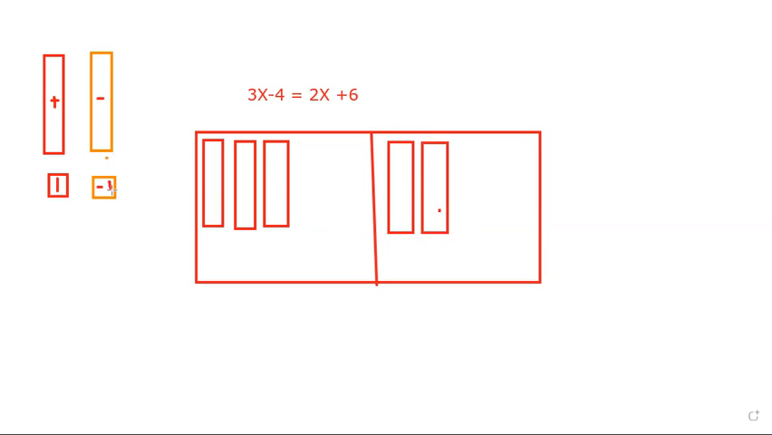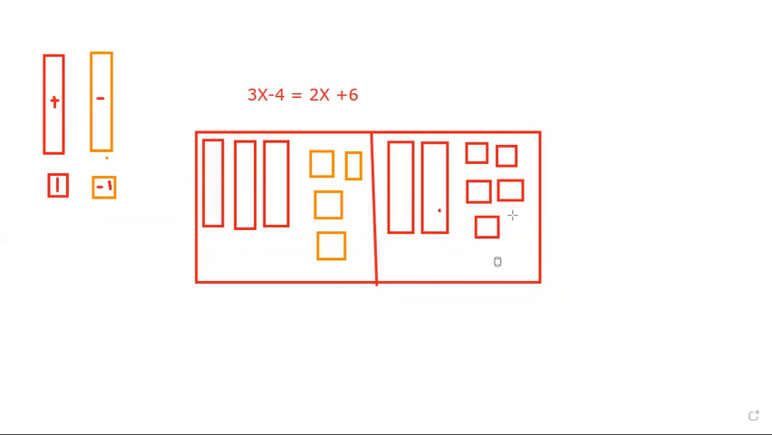And then we will translate the next part. What? 4 small negative rectangles. It will be yellow. 1, 2, 3, and then 4. What about the other side? 6 small positive rectangles. So this is 1, 2, 3, 4, 5, and then 6.